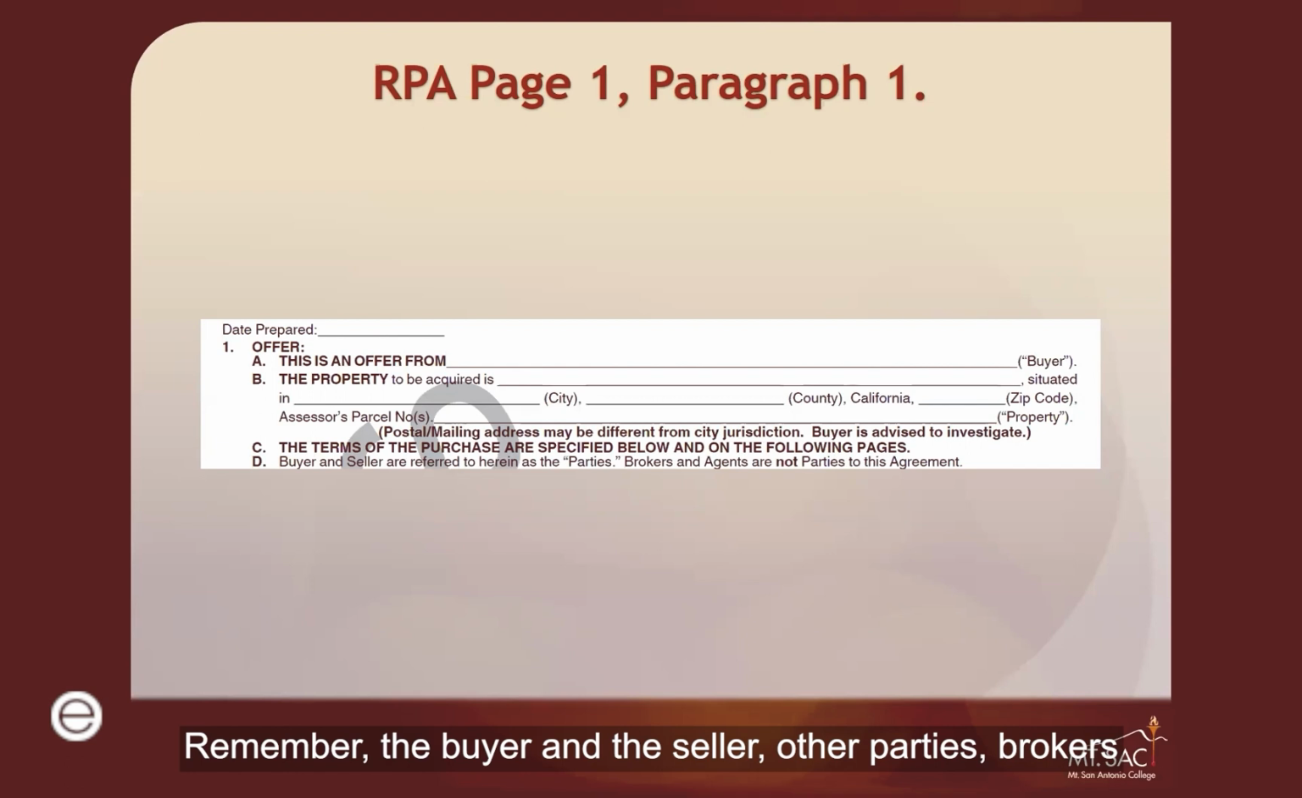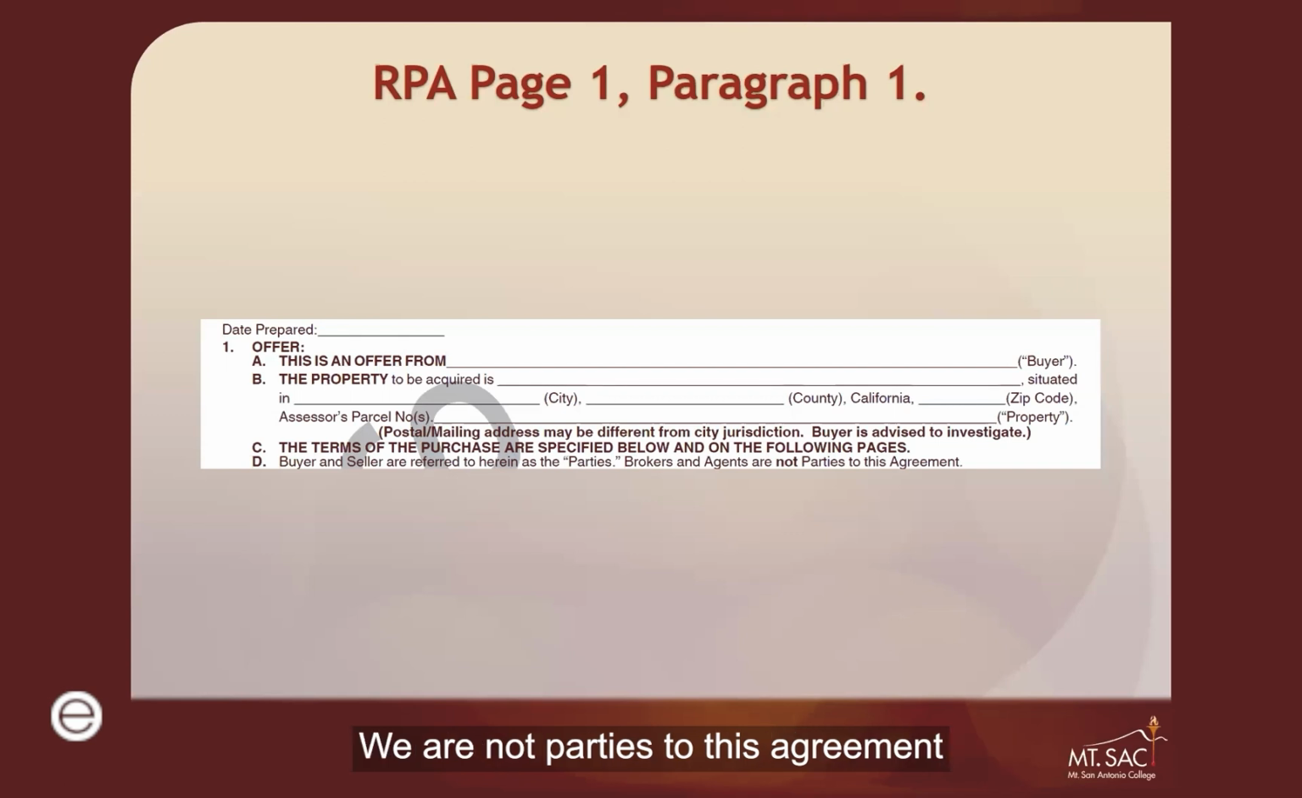Remember, the buyer and the seller are the parties. Brokers and agents are not parties to this agreement. We are not parties to this agreement as agents. Where that really is critical, if you're writing an offer on a for sale by owner, I know sometimes some agents will put their commission in the offer. Don't do that. You're not a party to the agreement, therefore it would be unenforceable.